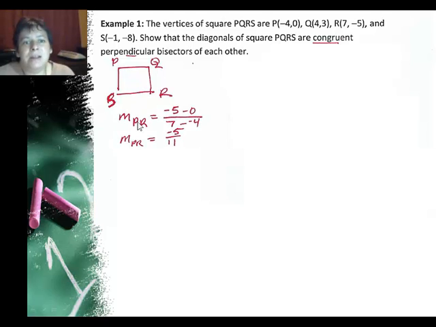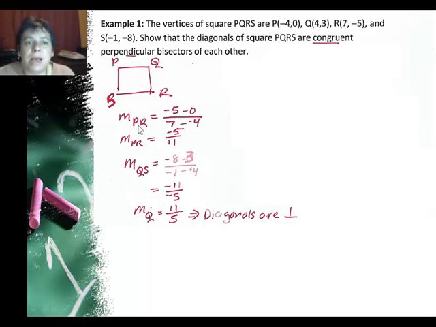The first thing I decided to find was the slope. So for diagonal PR, I just went ahead and used the points up here: -5 minus 0 over 7 minus -4, and I got -5/11. Then I'm going to find diagonal QS. The slope is -8 minus 3 over -1 minus 4, so I get -11 over -5, which is positive 11/5. Since the slopes are negative reciprocals, the diagonals are perpendicular. So far we've got the perpendicular.